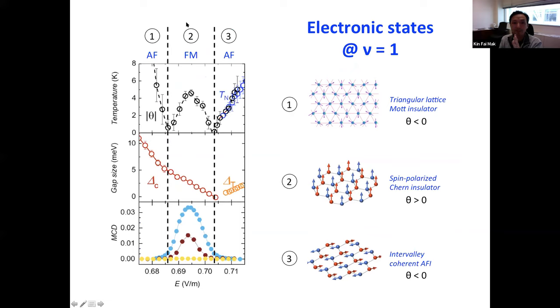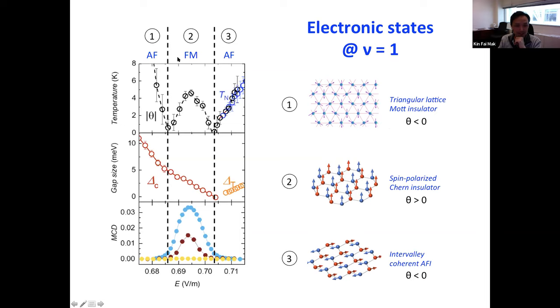Okay, so finally, let me just summarize all these results about the phase diagram at ν = 1. There are 3 different states: the triangular Mott insulating state, region 1; the spin polarized Chern state, region 2; and then the anti-ferromagnetic state, which is intervalley coherent, at region 3. And there are 3 panels here. Let me just walk through one by one.